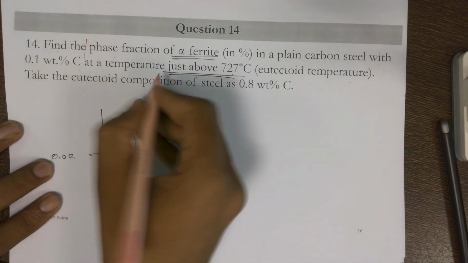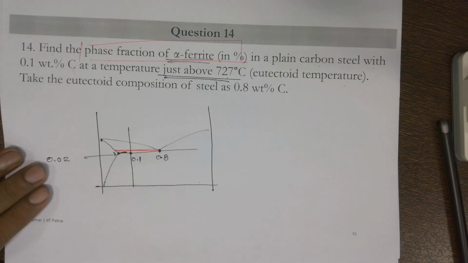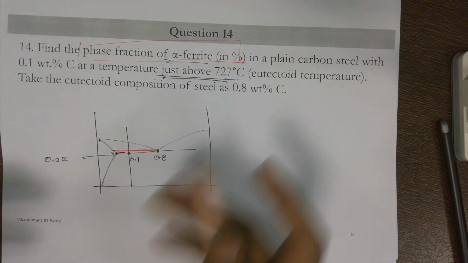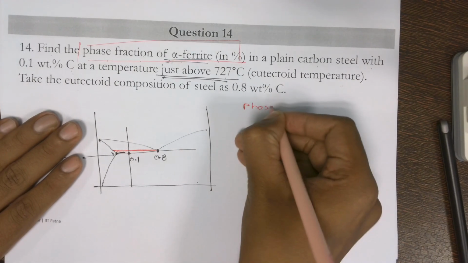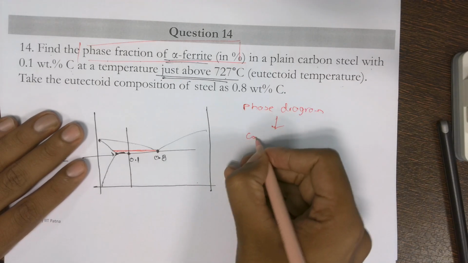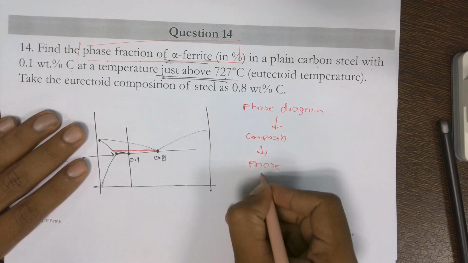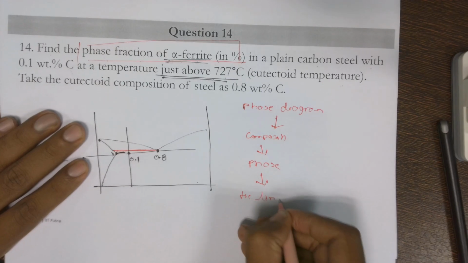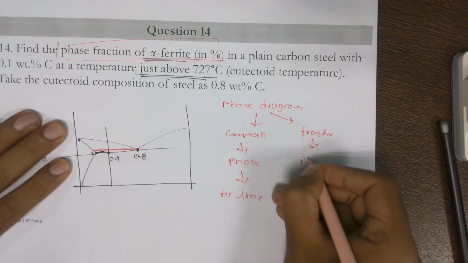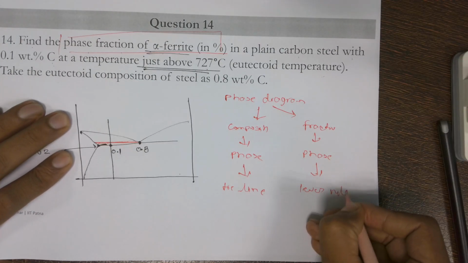Our aim is to find the phase fraction of alpha ferrite. What kind of rule do we apply over here? In order to find the phase fraction, we discuss the phase diagram. When we want to find the composition of a particular phase, we use the tie line. And when we want to find the fraction of a particular phase, there we use the lever rule.